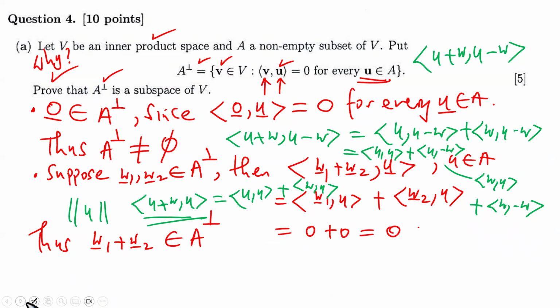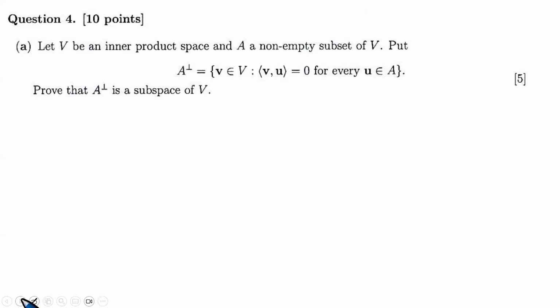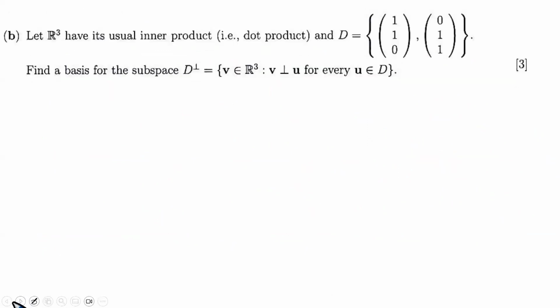No question. Okay, let's move to the next thing. Part B, for example. Right, we move to part B. Here is part B. And part B says, let R3 have its usual inner product. Let R3 have its usual what? Inner product. That is the dot product. This is very important. So now here they're dealing with the dot product. If they're dealing with the dot product, this is the usual inner product. That's very interesting. So they want to make things easy. So you have D equals this set.